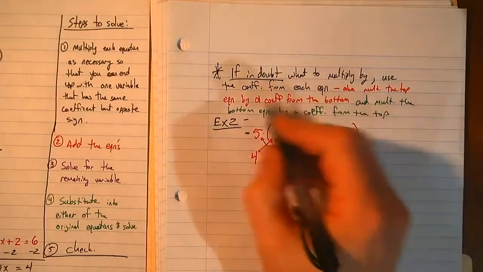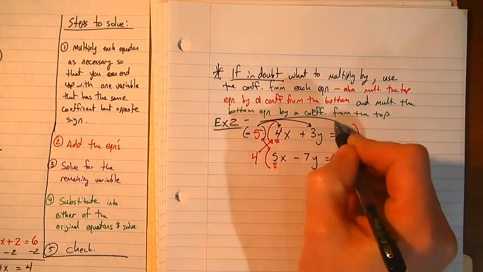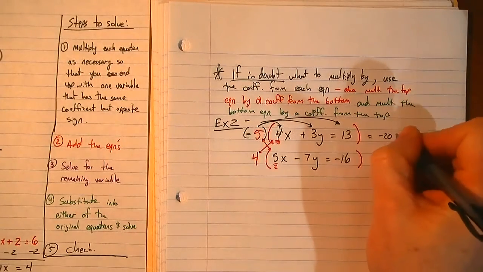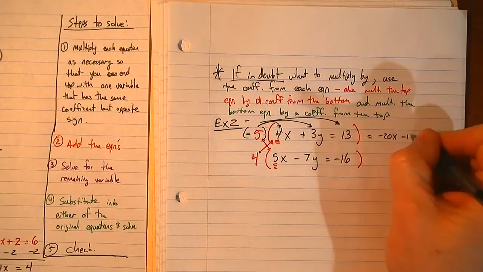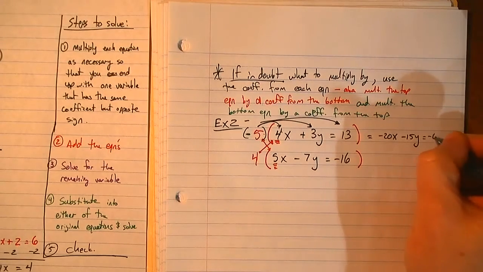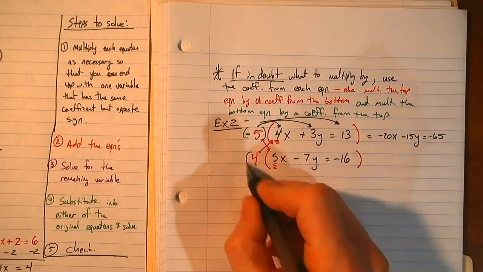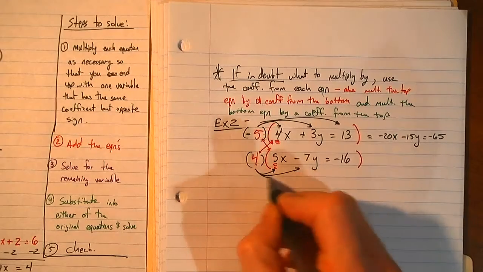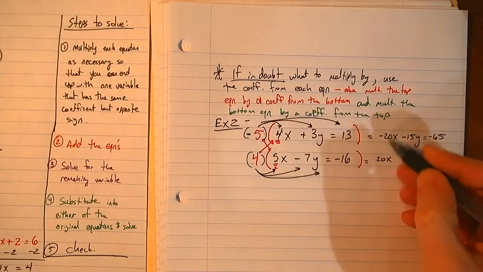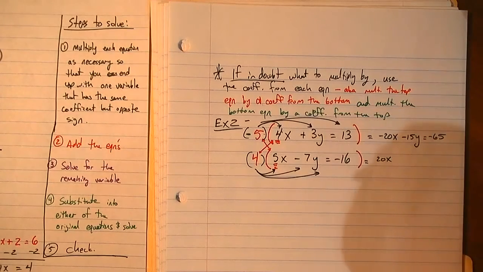So let's multiply this out. I'm going to take a -5 and distribute it to all 3 parts of this equation. So -5 times 4 is a -20x. -5 times 3 is a -15y. And -5 times 13 is a -65. And now I'm going to distribute this +4 to all 3 bits in the bottom equation. So 5 times 4 gives me a +20x. These match and they have opposite signs. That's exactly what I was shooting for, so that's good.